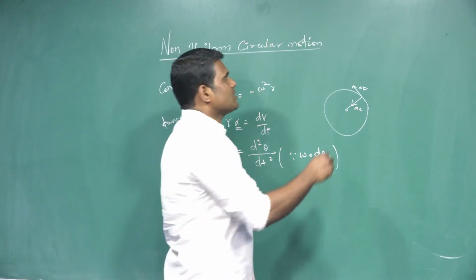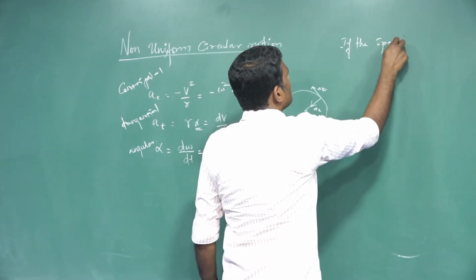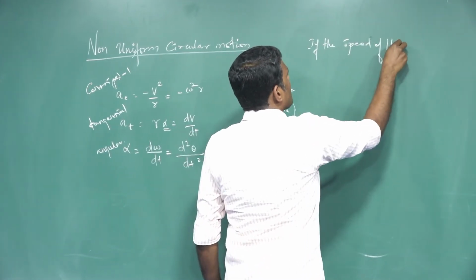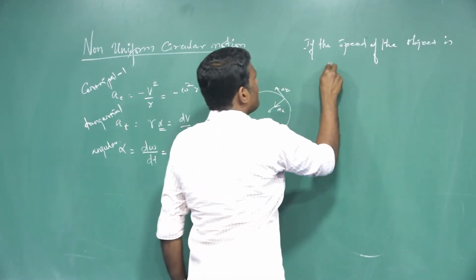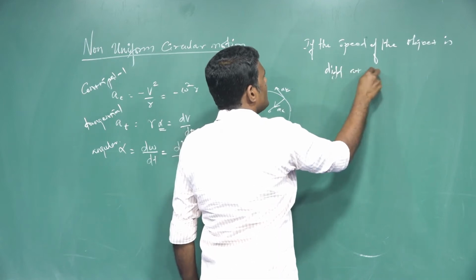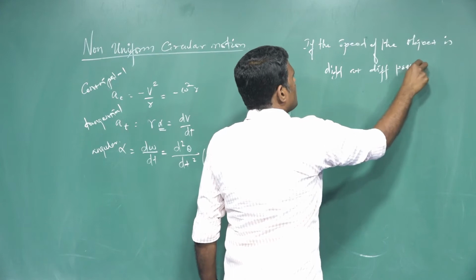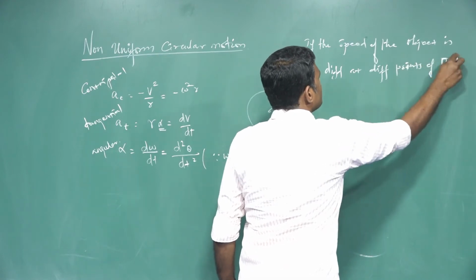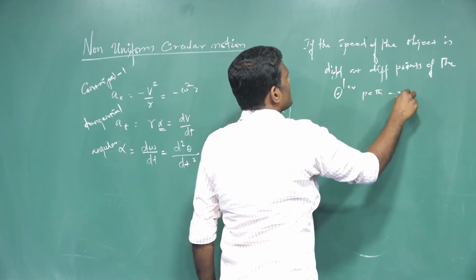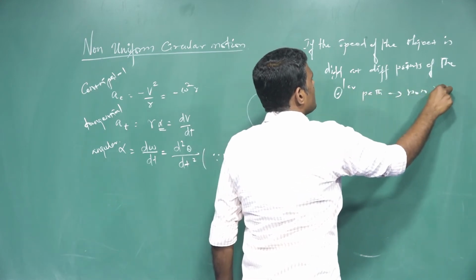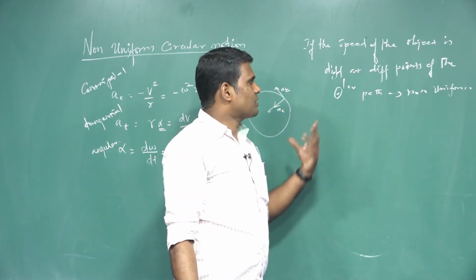So how do you say this? If the speed of the object is different at the different points of the circular path, then the object is possessing a non-uniform circular motion.